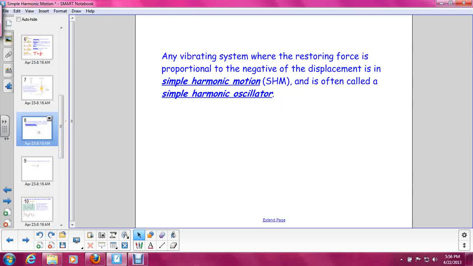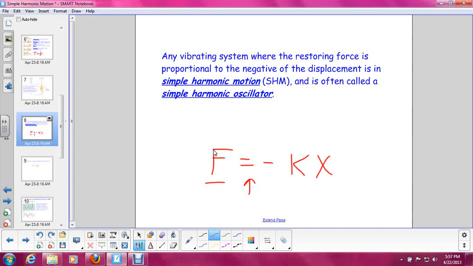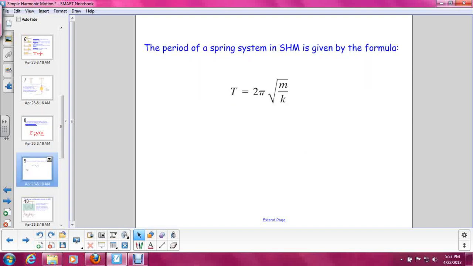Now, any vibrating system where the restoring force is proportional to the negative of the displacement, like Hooke's law, F equals negative kx, force is proportional to the negative of the displacement. This is called simple harmonic motion. And I'm going to abbreviate that SHM because it's much easier. And this object is usually called a simple harmonic oscillator, and it moves in a very specific way. And it turns out when you have a simple harmonic oscillator, you can use special equations to solve for the period, or how long it will take that object to make 1 cycle.